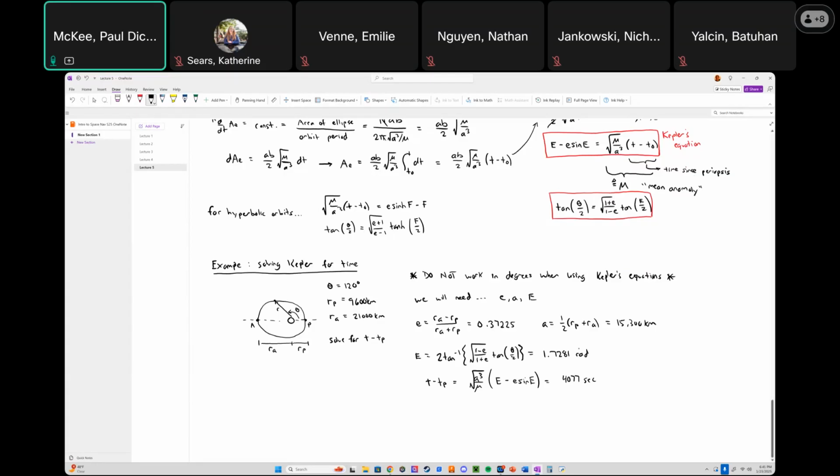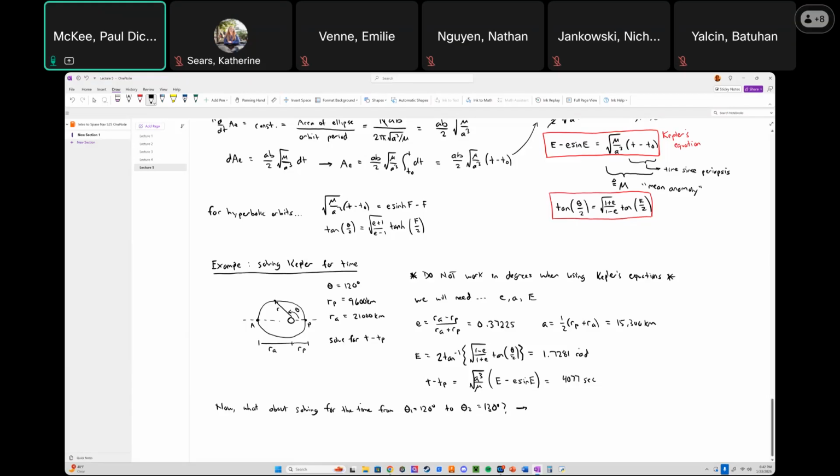Now, what about solving for the time from theta 1 is 120 degrees to theta 2 is 130 degrees? You cannot take the difference of those and plug in 10 degrees. That's not how that works. Kepler's equation will only find you the time from perigee to your current true anomaly. It will not find you the time between two true anomalies.